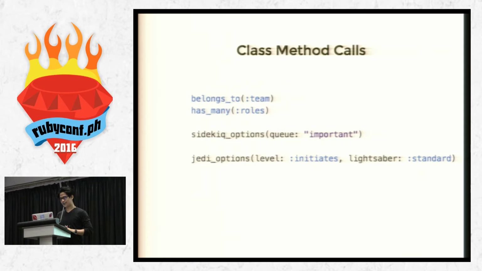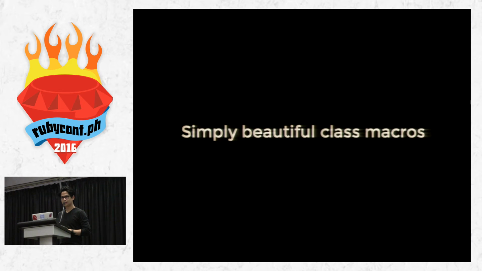Turns out they are just class method calls without the parentheses. belongs_to, has_many, Sidekiq options, Jedi options: they're just class method calls at the top of the class, and they are called class macros. Simply beautiful class macros.